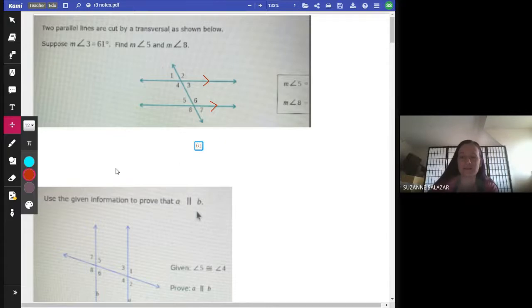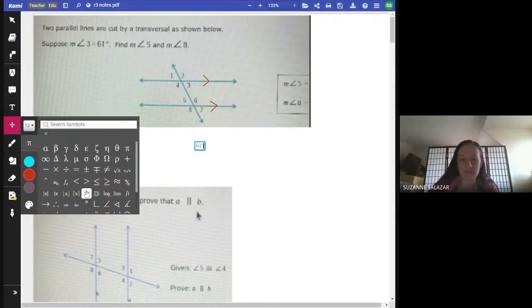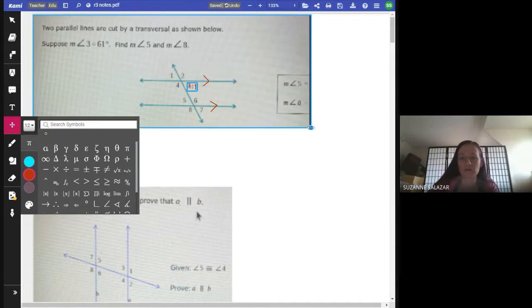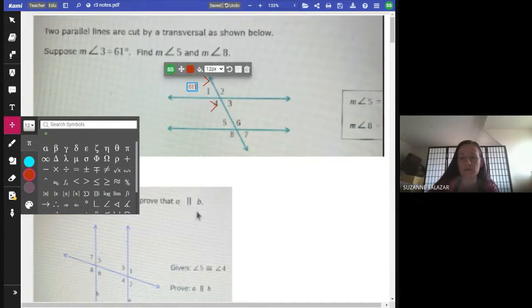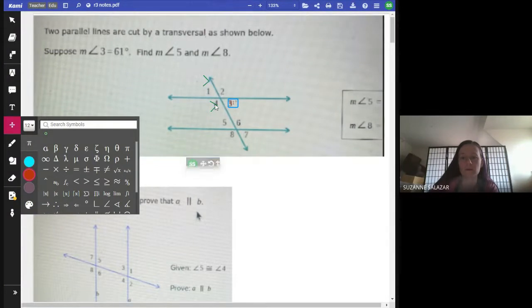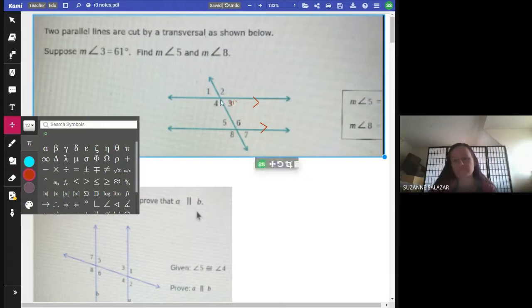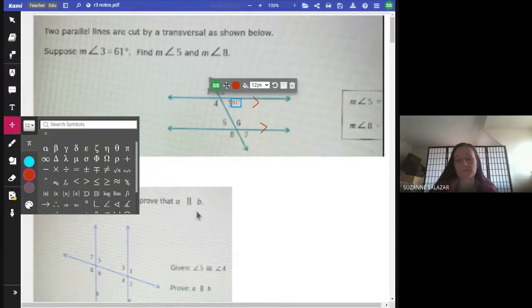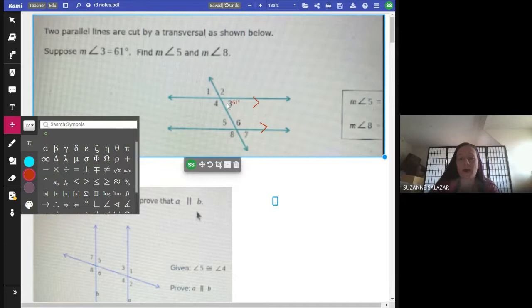61 degrees. So I can label that in my picture. Maybe I'll make the picture a little bit bigger, actually. Move my little arrows. Now my arrows are a little off kilter, but whatever. So angle 3 is 61 degrees. So we want to find angle 5 and angle 8.